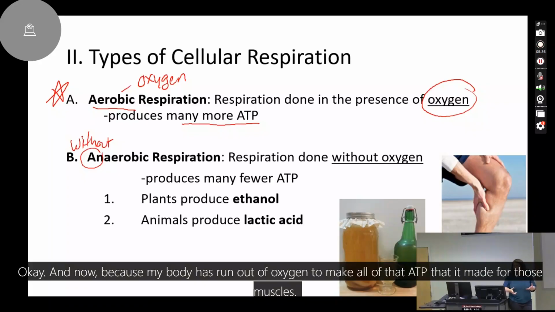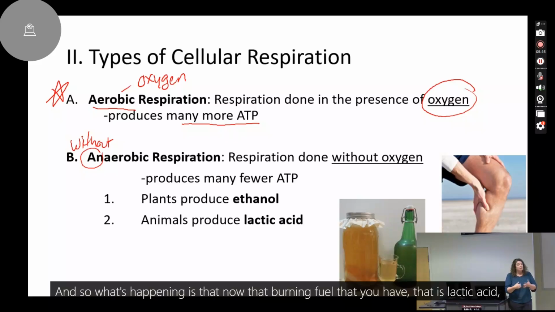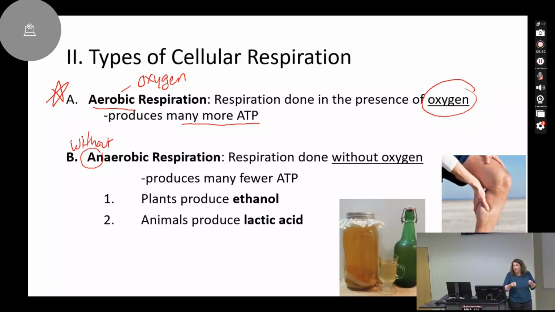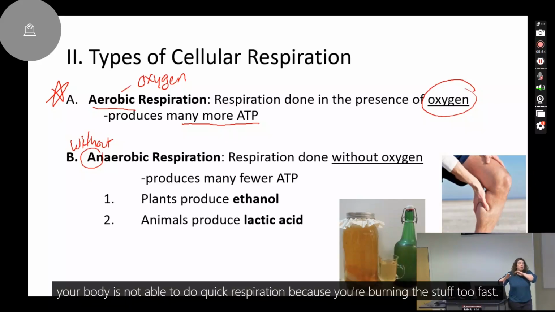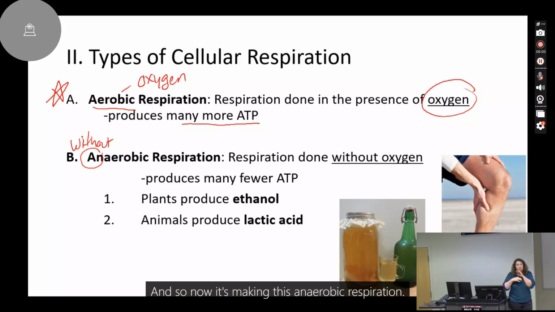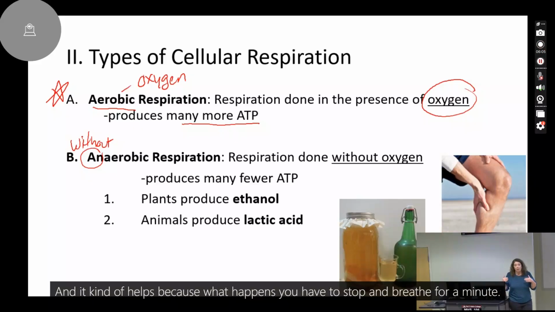And that's because my body has run out of oxygen to make all of that ATP that it needs for those muscles. And so that burning feel that you have, that is lactic acid. Your body is not able to do aerobic respiration because you're burning stuff too fast. And so now it's doing anaerobic respiration. And it kind of helps because you have to stop and breathe for a minute, right?